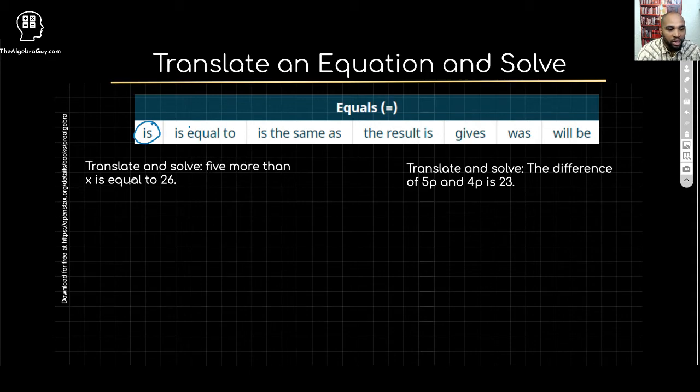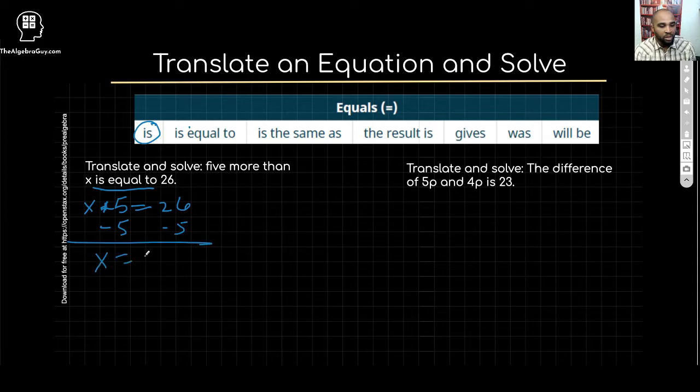So let's take this first one. 5 more than x is equal to, well, that's kind of obvious, 26. So we got x already, but we got 5 more than x is equal to 26. So I subtract 5 on both sides to get this. X equals 21. And the difference of 5p and 4p is 23. Well, difference is telling us of subtraction. 5 minus 4 is just p, so p equals 23.